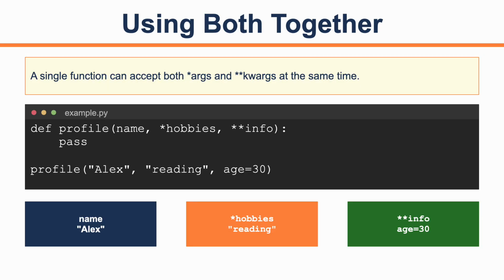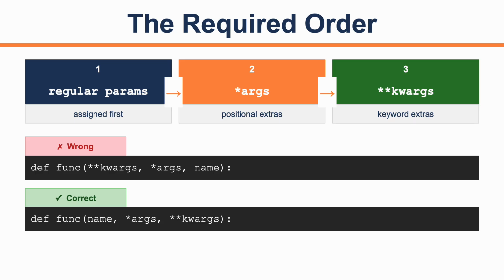Both *args and **kwargs can appear in the same function at the same time. This allows a single function to accept any number of positional values and any number of keyword arguments, all without knowing in advance what will be passed. Combining all 3 requires a specific order. Regular parameters come first, then *args, then **kwargs. Python will raise an error if this order is not followed, so it is important to remember.